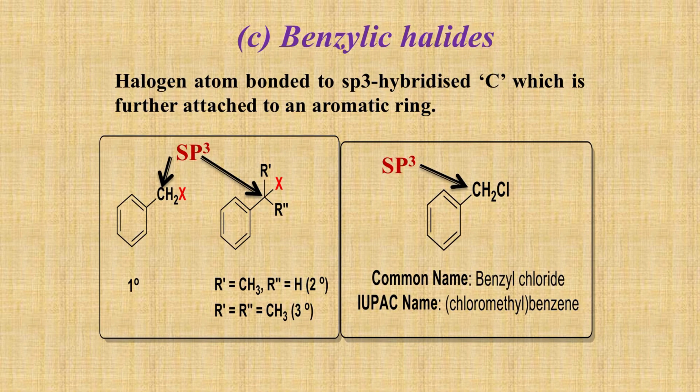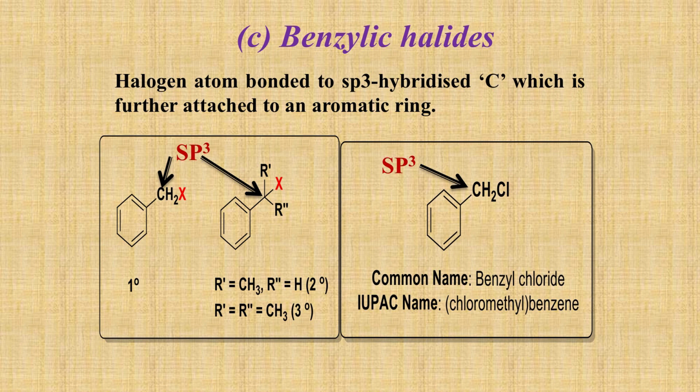Here you see that the carbon atom is sp3 hybridized, and that carbon is attached to the benzene ring system. In benzene all the carbons are sp2 hybridized, but the carbon which is outside it is sp3 hybridized, to which the halogen is attached. I have given you an example on the screen. Benzyl chloride: on the right side you can see the benzene ring, then CH2 and then chlorine. This is called benzyl chloride.